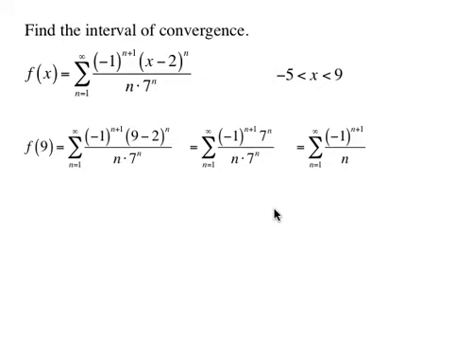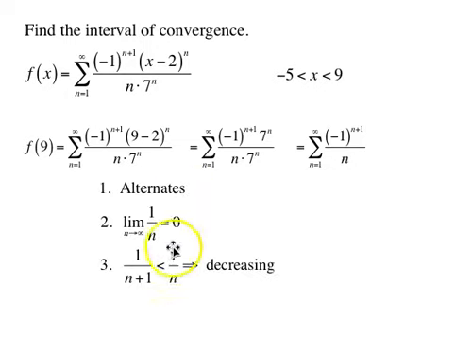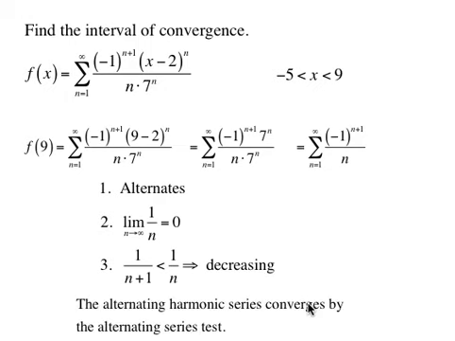Is it decreasing? Well, 1 over n plus 1 is less than 1 over n. A bigger denominator tells you that the fraction is smaller. So we have all three of those things. It alternates, the limit of the absolute values is 0, and the absolute values are decreasing. Put all that together, what does that tell me? That tells me that this converges. This is the alternating harmonic series, by the way, but it converges by the alternating series test. So 9 is in the interval of convergence.